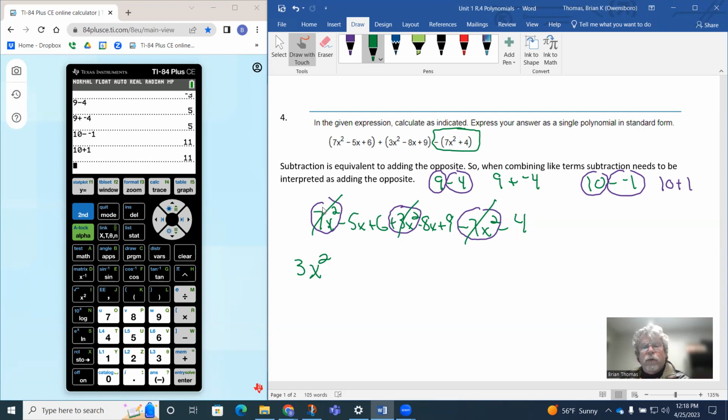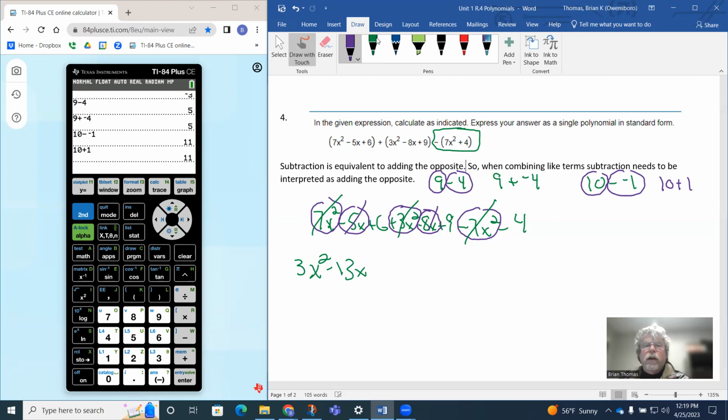But again, when you add, it doesn't matter what order you put that in. Then our next thing is the degree 1s. There's this negative 5x, there's this negative 8x, and that's it. Those are the only 2. So if we have a negative 5 and a negative 8, that's a negative 13. So this will be a negative 13x. Those 2 terms are now combined.